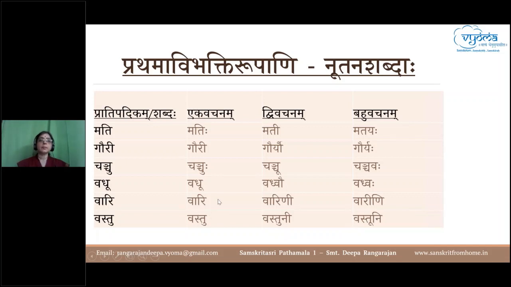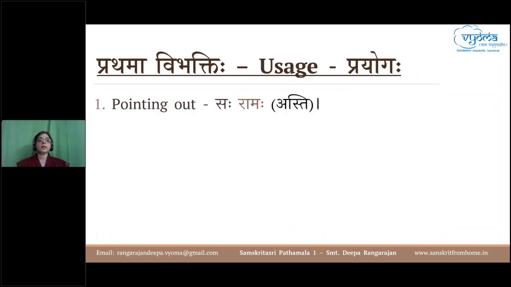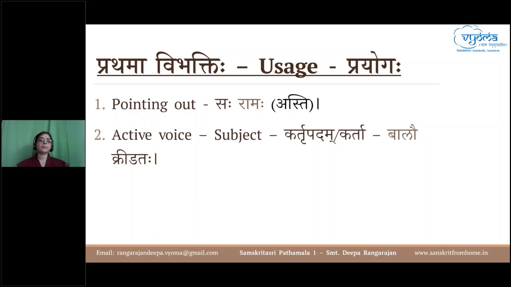So these are the Prathama Vibhakti forms. These are the new Shabdas that we learned. So I just thought we can revise it one more time before we proceed. Next we saw the Prathama Vibhakti usage. It is used for pointing out, like Saha Ramaha, Tat Pustakam, Tat Bhavanam, Sa Sita, and so on.